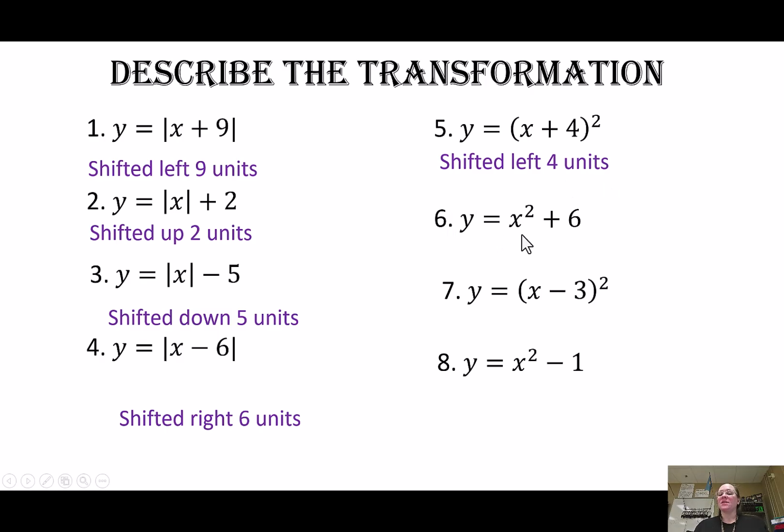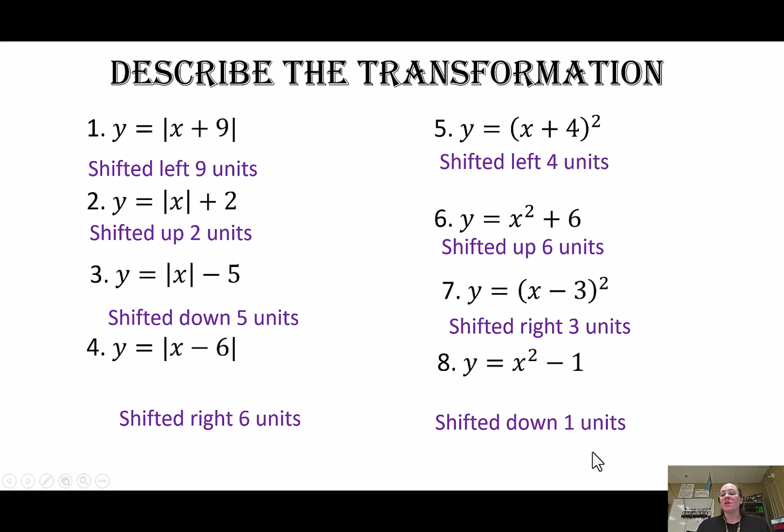And then I've got y equals x squared plus 6 on number 6 here. We don't have parentheses, so it's what we would think. We're adding, so we're shifting up. And then y equals, okay, parentheses, x minus 3 squared. So inside those parentheses, opposite of what we think, right? Since we're subtracting, we are shifting right. And our final one on this slide, y equals x squared minus 1. It's not in parentheses, so it's either an up or a down. It's minusing, so we are shifting down 1 unit.